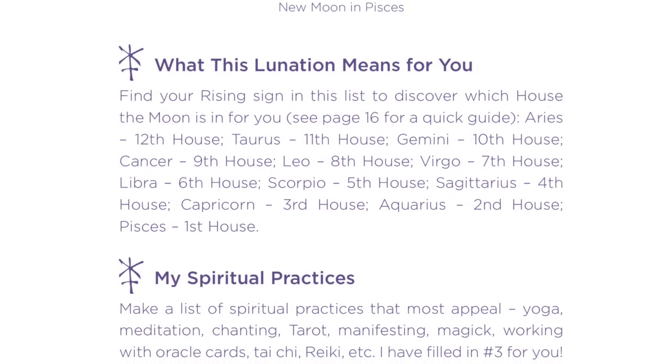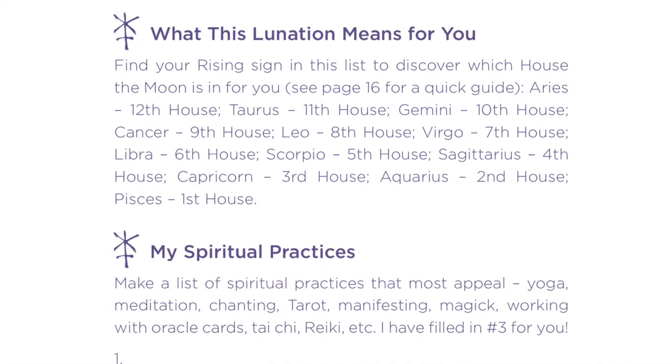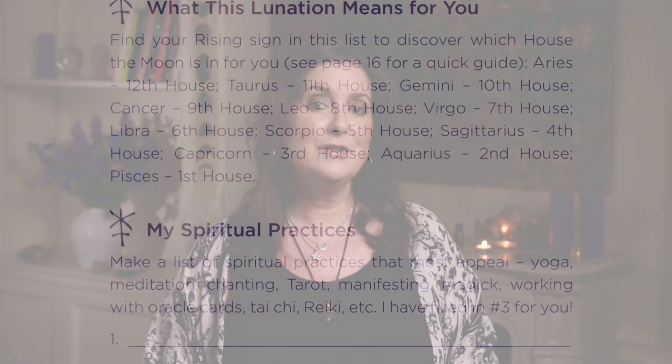So what about this section? What this lunation means for you? That's really the golden nugget right there. Go back to your birth chart, which you accessed, and remind yourself of your rising sign. And then look on the list. So say you're Leo rising. You can see it says that the eclipse is triggering your 12th house.